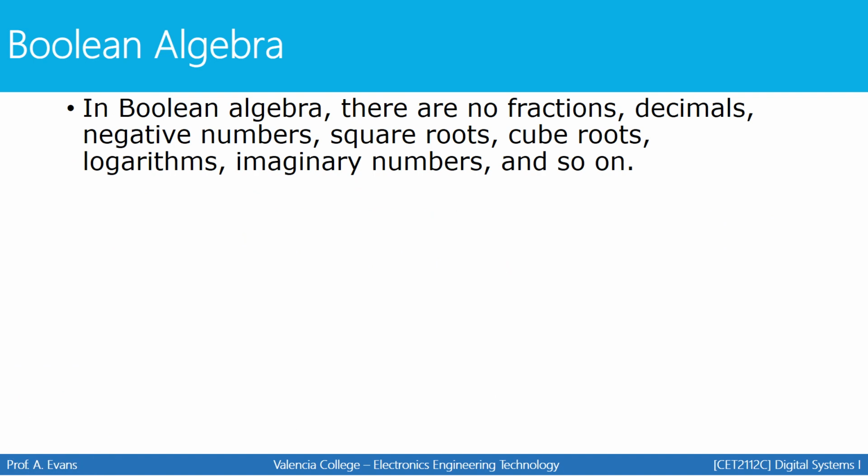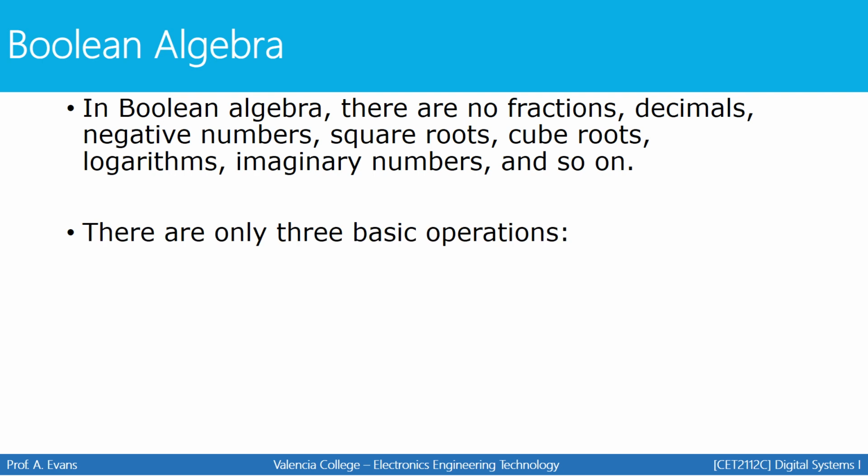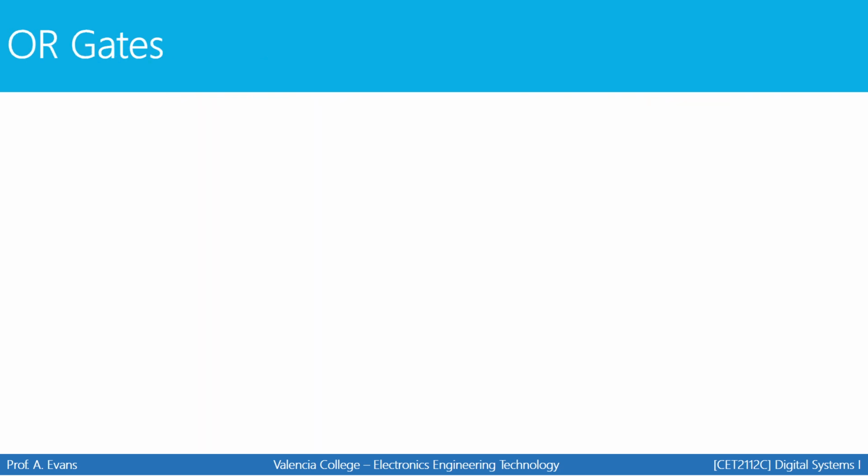So the nice thing about Boolean algebra compared to other types of algebra or other types of math in general, there are no fractions, no decimals, no negative numbers, no square roots, no cube roots, no logarithms, no imaginary numbers, and so on. When you only have two values, 0 and 1, the types of operations that you're going to perform are very different within the realm of Boolean algebra. So there are only three basic operations or three basic ideas that are involved in Boolean algebra: or, and, not. So we're going to study these three basic functions and learn how they're implemented in a digital circuit.